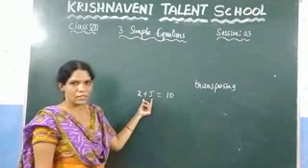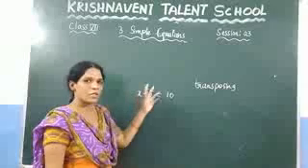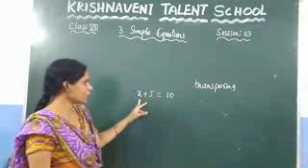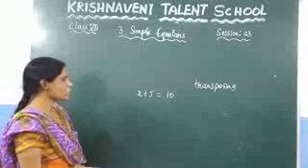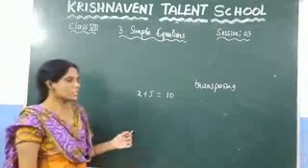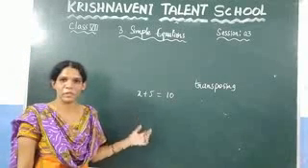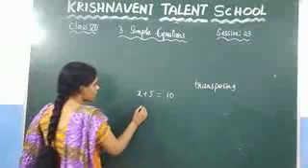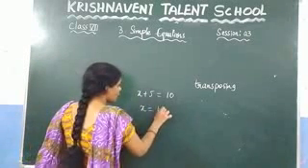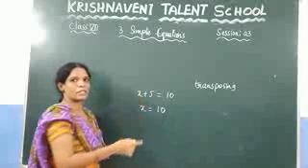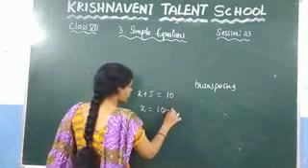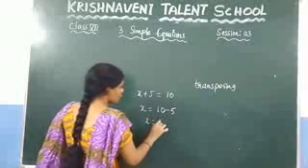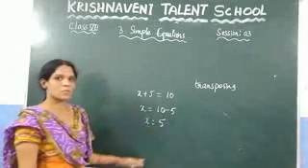Here plus 5 is there. If you change this to minus 5, you get x. This is nothing but the transposition. That means you are changing the position such that you find the value of the variable. So x is equal to 10. If you change plus 5, it will go to the other side and become minus 5. So you get 10 minus 5, which gives you 5. This is the transposition method.